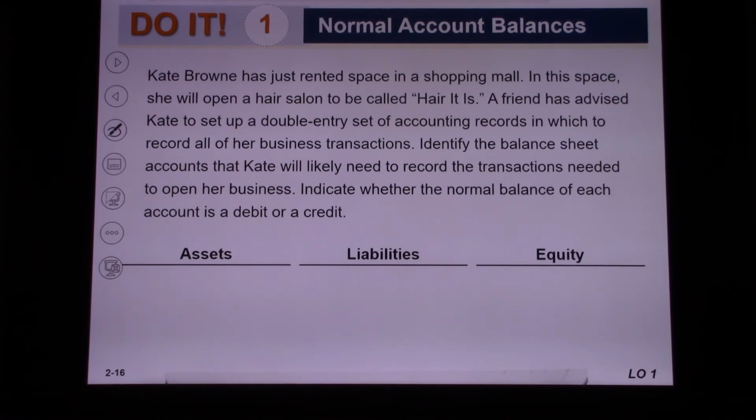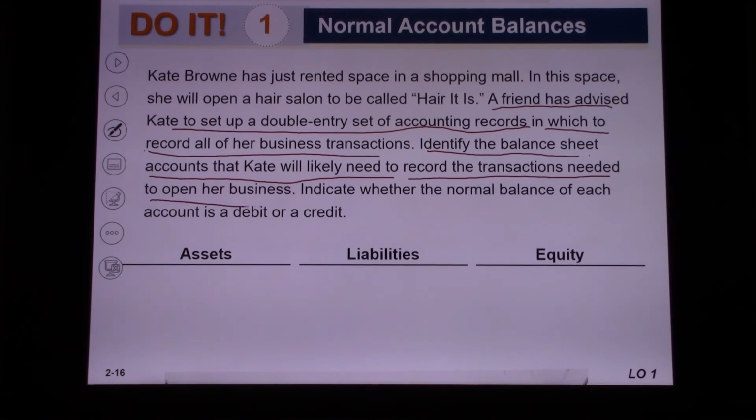Let's do this exercise to make sure that you got the idea of normal balances. Kate Brown has just rented a space in a shopping mall. In this space, she will open a hair salon to be called Hair It Is. A friend has advised Kate to set up a double entry set of accounting records in which to record all of her business transactions. Identify the balance sheet accounts that Kate will likely need to record the transactions needed to open her business, and indicate whether the normal balance of each account will be debited or credited.